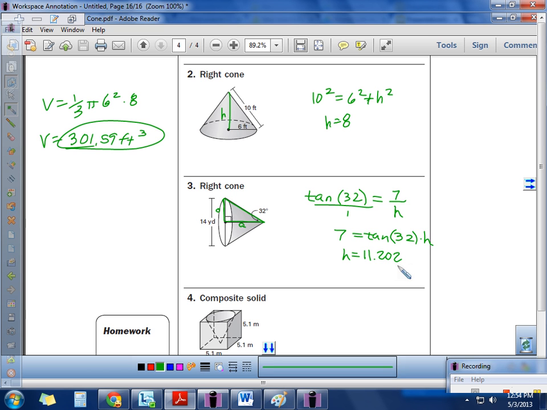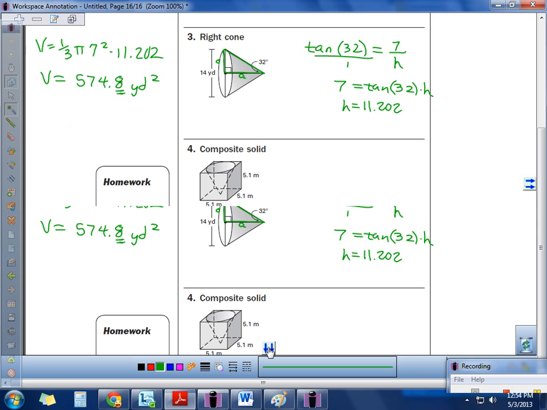Now we're ready to plug into our formula. So we have volume equals 1/3 pi, our radius is 7, square it, times our height, which is this piece right down here, 11.202. When you multiply all those, what do you get? 574.8 is what I heard. Okay, so be careful. I don't know if that's 0.7 or 0.8, so be careful with your rounding.